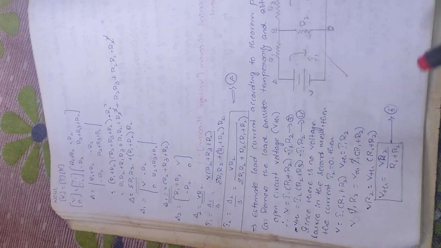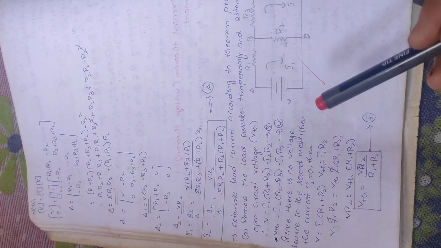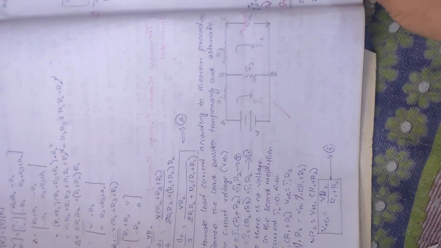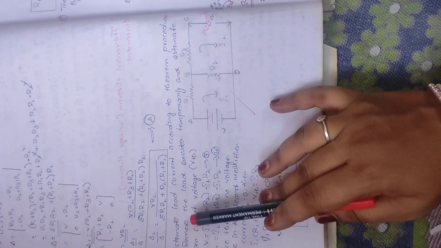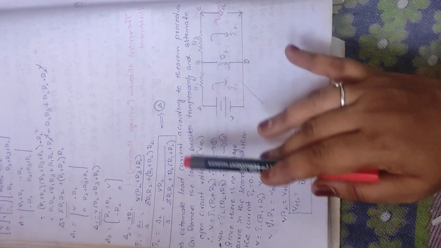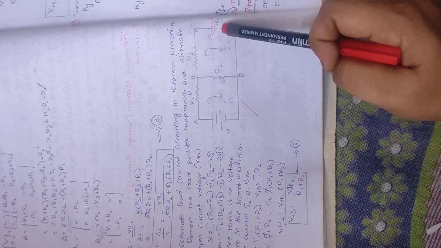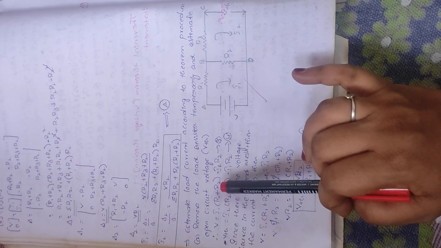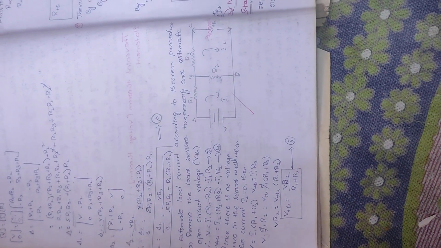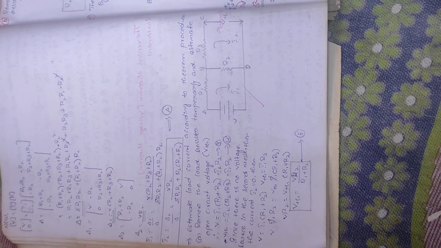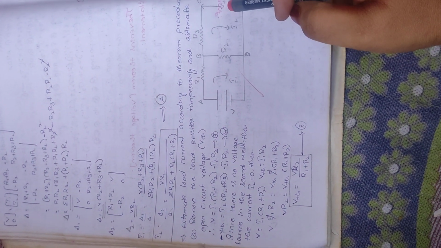Now we are solving for the Thevenin's voltage, the Thevenin's resistance and also the total load current. Here we estimate the load current according to the theorem procedure. First we remove the load resistor temporarily and estimate the open circuit voltage, which is nothing but the Thevenin's voltage. Open circuit voltage is nothing but the Thevenin's voltage.